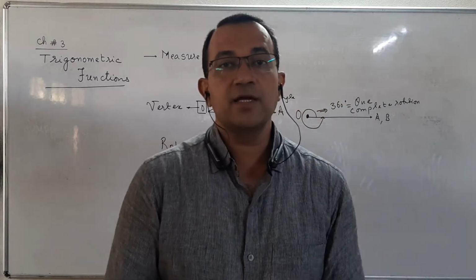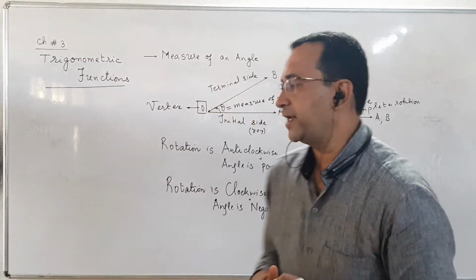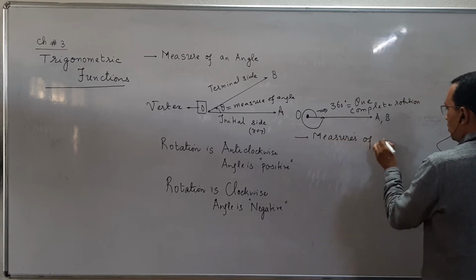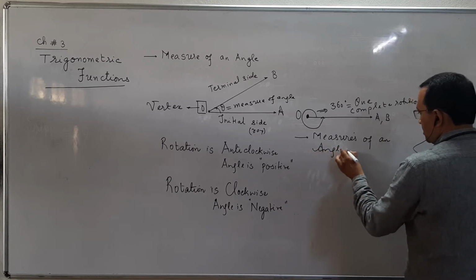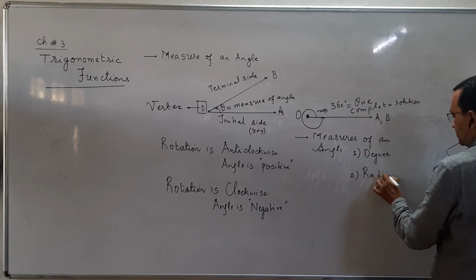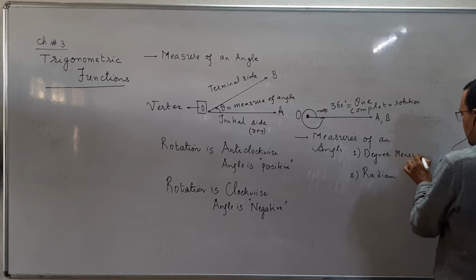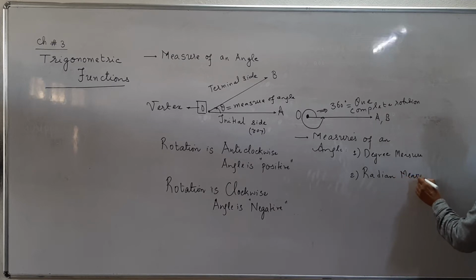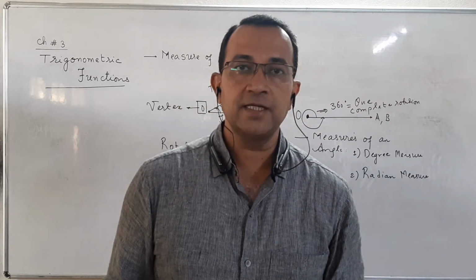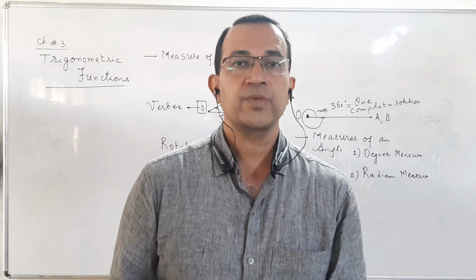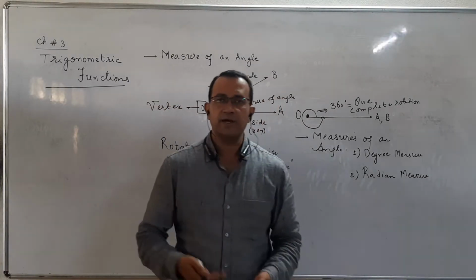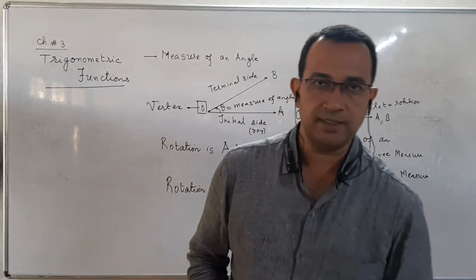There are various measures of angles used in practice. The two common measures of an angle are first, degree measure, and second, radian measure. So the two most common measures of an angle used in practice and in your syllabus are degree measure and radian measure. Students, you have used degree: 30 degree, 35 degree, 70 degree, 80 degree, 100 degree, 110 degree.